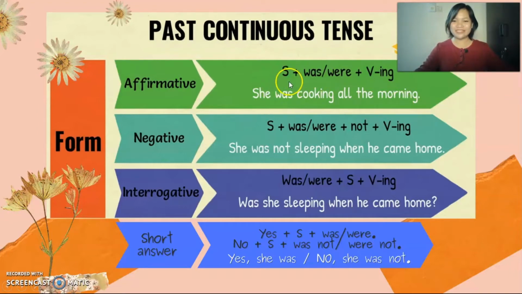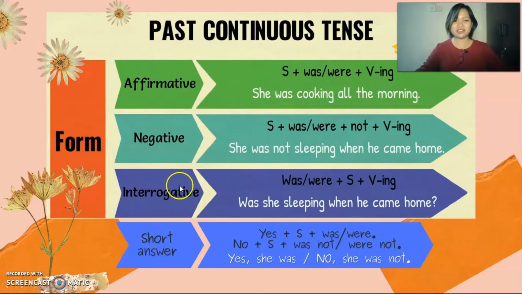So was here depends on the subject. If the subject is singular, we will use was. If the subject is in plural form, for example, they or we, we will use were. Okay, so it's up to the subject which is used. Negative means we are not agreeing to the situation or statement. The form is subject plus was or were plus not plus verb ing. So, she was not sleeping when he came home.